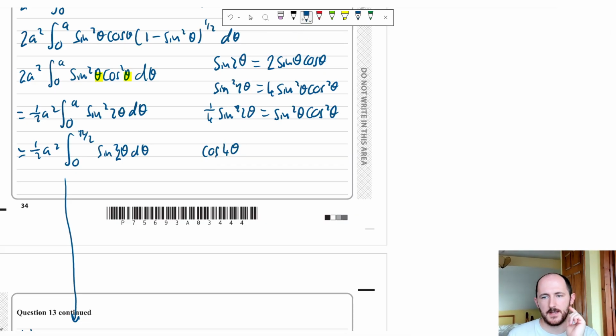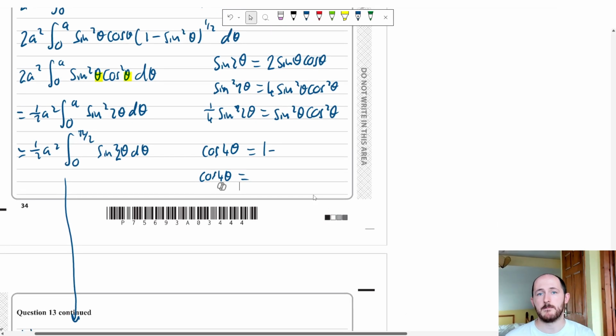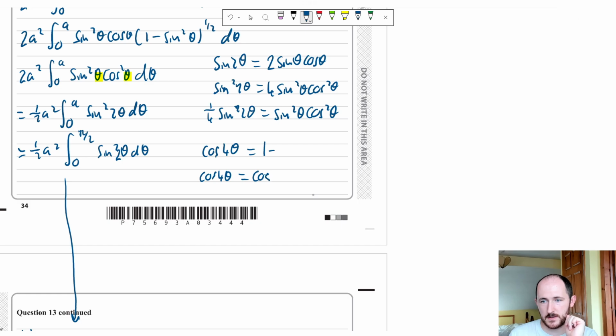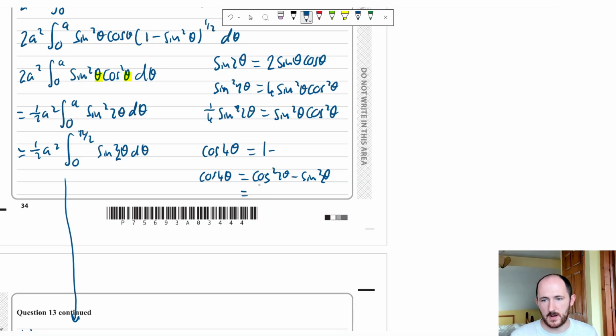4. So cos 4 theta would give me 1 minus, and, well, actually, you know what? No, I'm going to do this properly. Cos 4 theta, because I don't like memorizing stuff. If you remember the double angle formula from before, it would be cos squared minus sine squared. So we're going to have cos squared 2 theta minus sine squared 2 theta. Now again, we want this in terms of just sine, because sine is the only thing we have. So we can change cos squared into 1 minus sine squared. So that gives me 1 minus sine squared 2 theta minus sine squared 2 theta, which gives us the bit at the top.